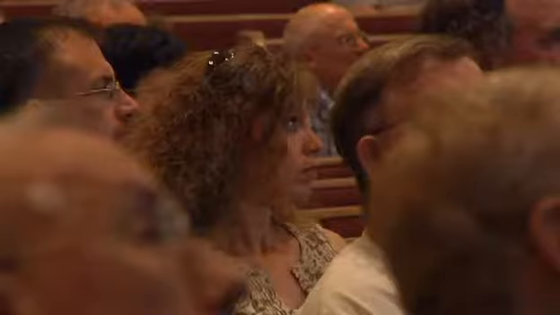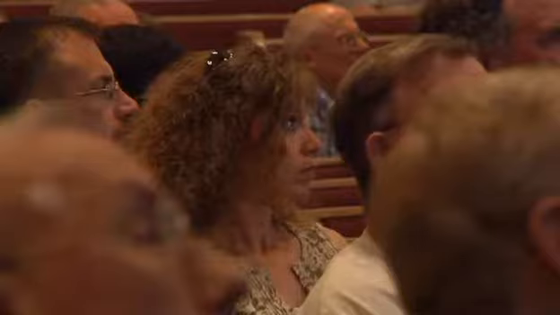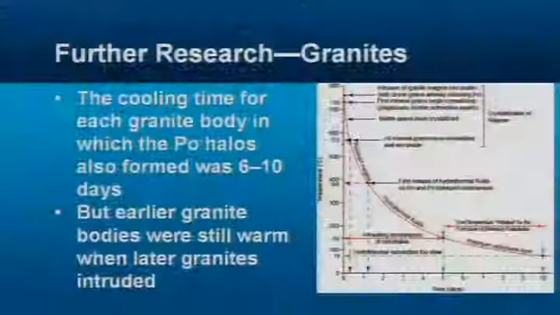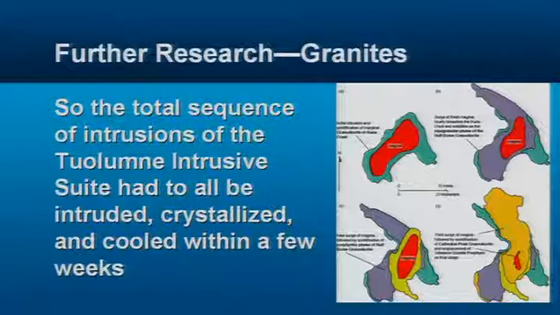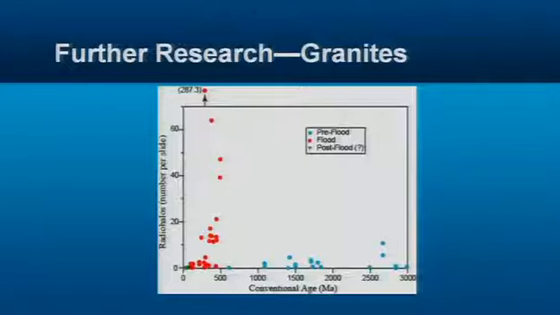And that's what happens. And so if you have a granite magma, it actually has more water, so you're more likely to get an explosive eruption, which is why everyone is saying there might yet be another explosive eruption in Yellowstone National Park. So each granite body in this sequence had a rapid cooling time, but each was still warm when the later granites formed, but not warm enough to obliterate the radiohalos that were forming. And so the total sequence of these intrusions in this Tuolumne intrusive suite had to be crystallized and cooled within a few weeks. Interestingly, I'll just close this section.